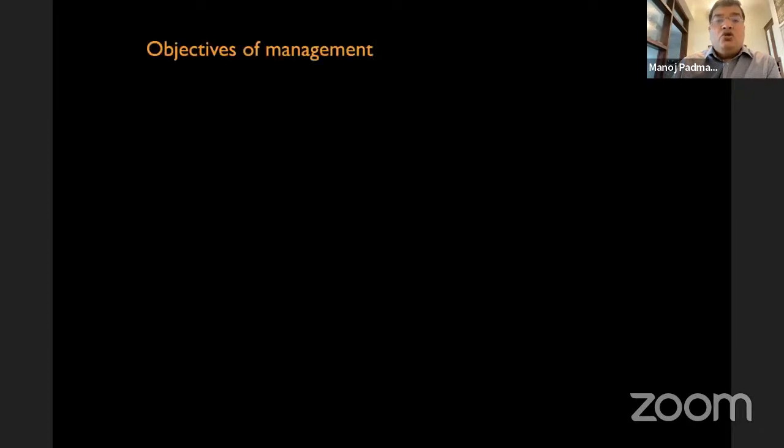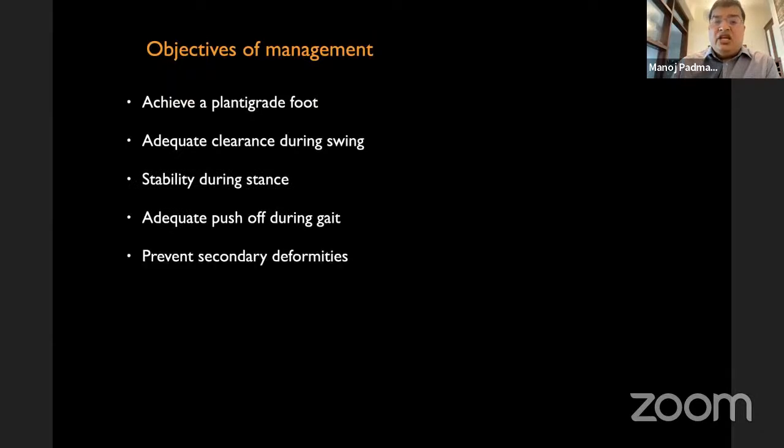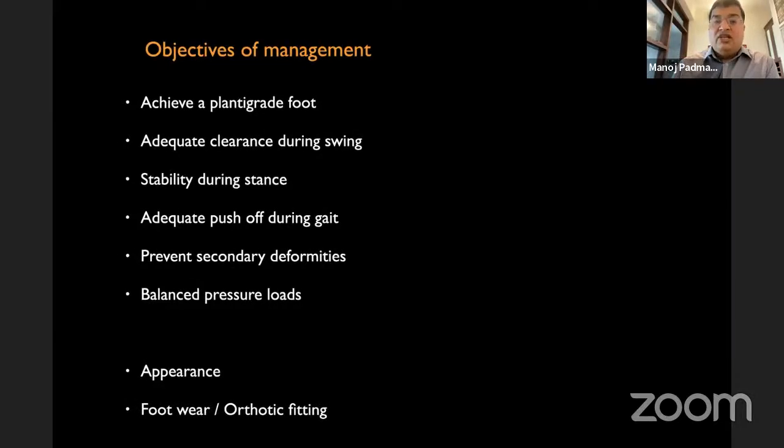So what are we trying to do by surgical intervention? You want to achieve a plantigrade foot so you get stability. The foot swing is not so relevant if you look at pure foot deformity, but they may have concurrent knee deformities which may affect gait. Stability in stance, as I mentioned, and adequate push-off you want, because you want a strong lever arm for toe-off, and you want to prevent secondary deformities and balance the pressure which is abnormally loaded on the uncovered talar head. Appearance is also important, as well as footwear and orthotic fitting.